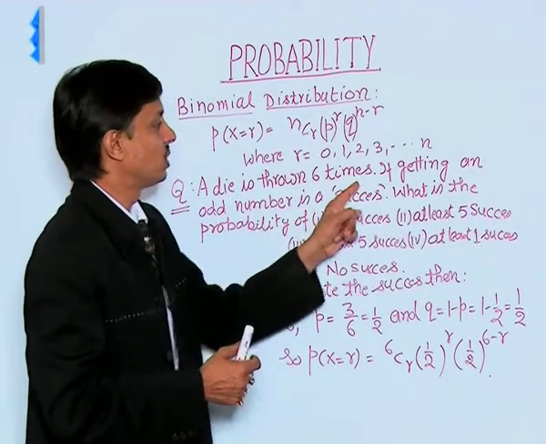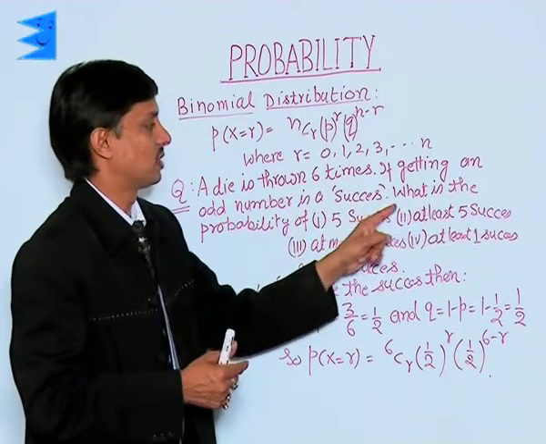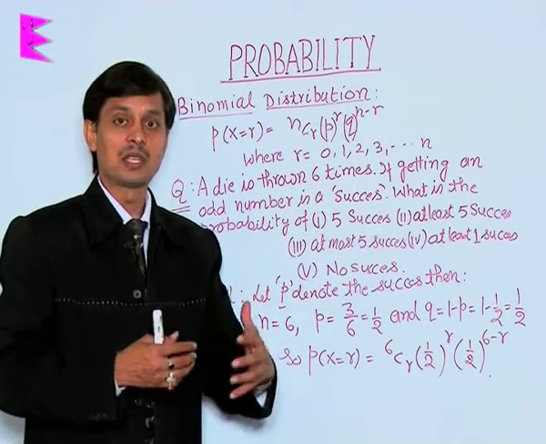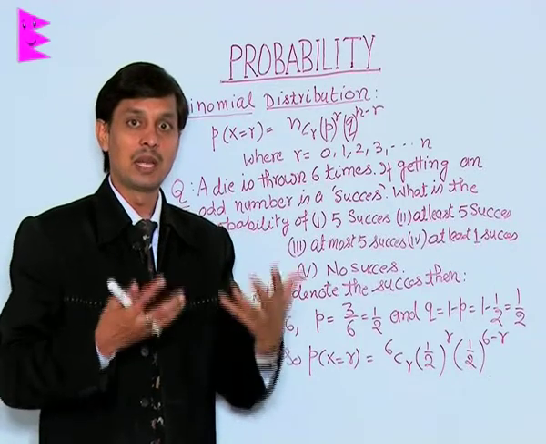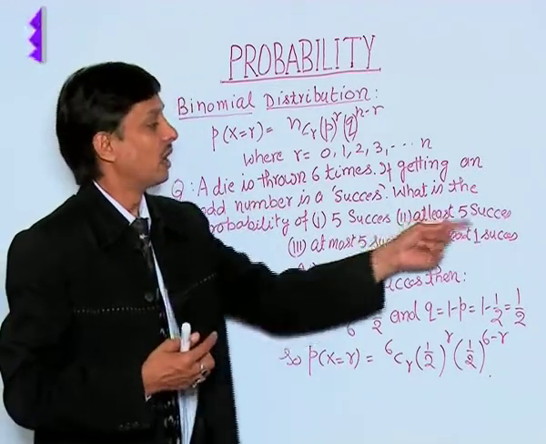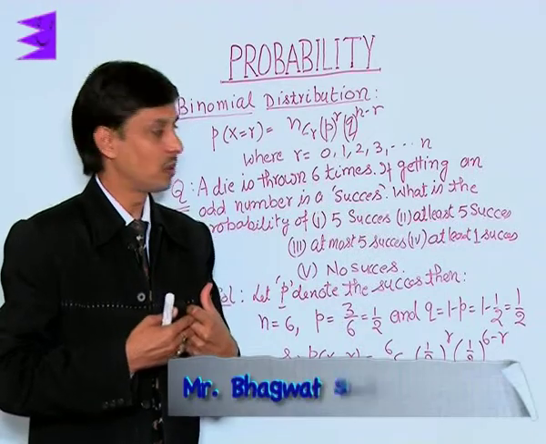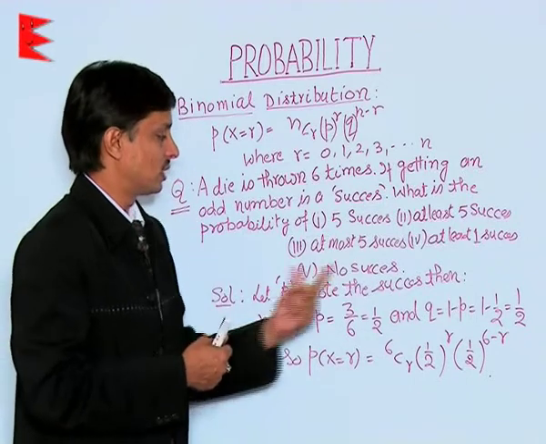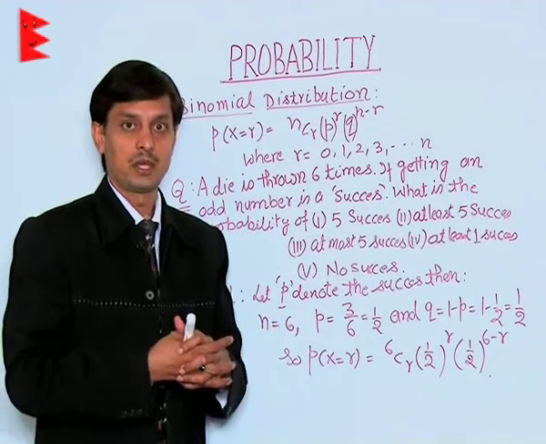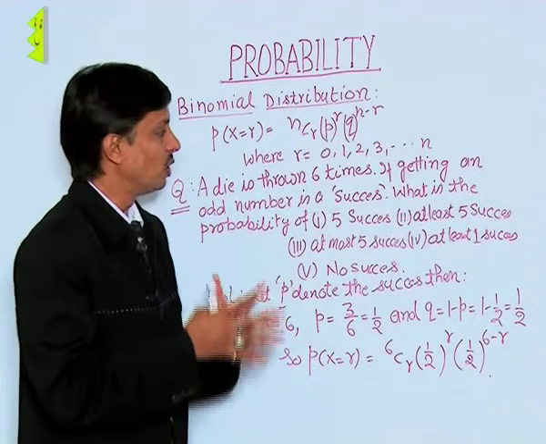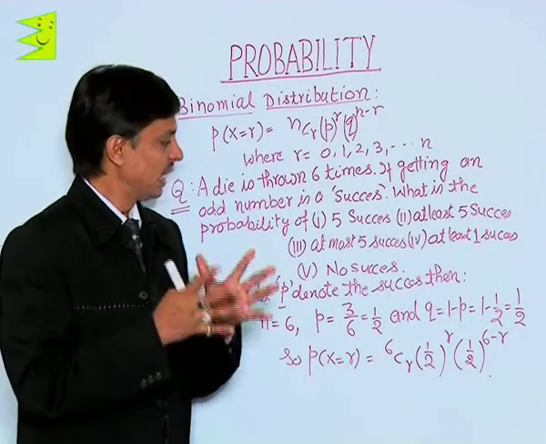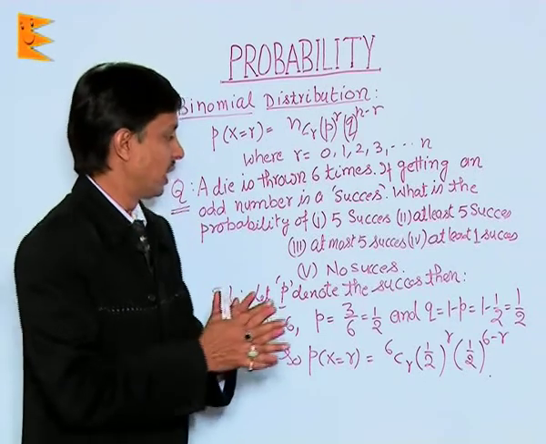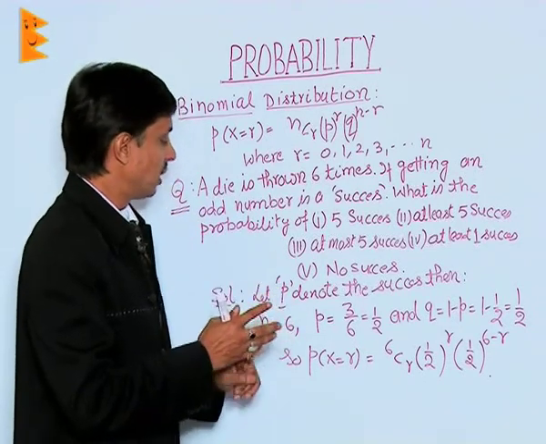So, a die is thrown 6 times. If getting an odd number is a success, what is the probability of getting 5 successes? 5 successes means out of 6, 5 times we have got an odd number. Or at least 5 successes, the minimum number of successes is 5. At most 5 successes, at least 1 success, or no success. So, for this we will use the binomial distribution. It's very much clear that the probability calculation will be applied here.